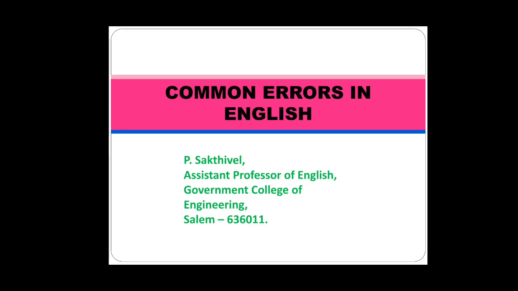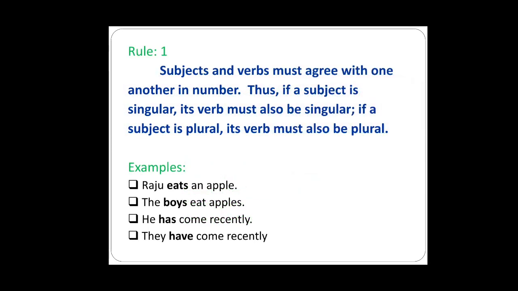In this video, I am going to explain about common errors in English. Rule number 1. Subject and verbs must agree with one another in number. Thus, if a subject is singular, the verb must be singular. If the subject is plural, the verb must be plural.